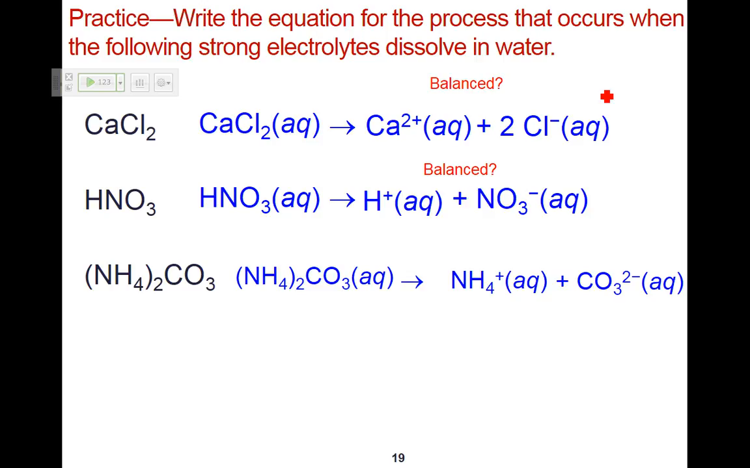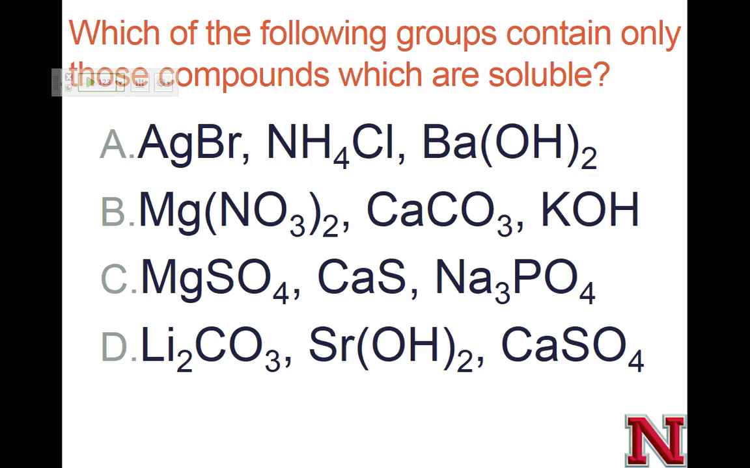My last step is to, of course, balance it. So here I have 2 nitrogens and 8 hydrogens, and here I only have 1 and 4. So it's not balanced. I need to balance it. So your last step is always balancing that. So these are my dissociation processes. Again, this isn't actually really considered a chemical reaction. If I were to evaporate the water, I'd reform my salts. So now we have to talk about when things are soluble and when they're not.